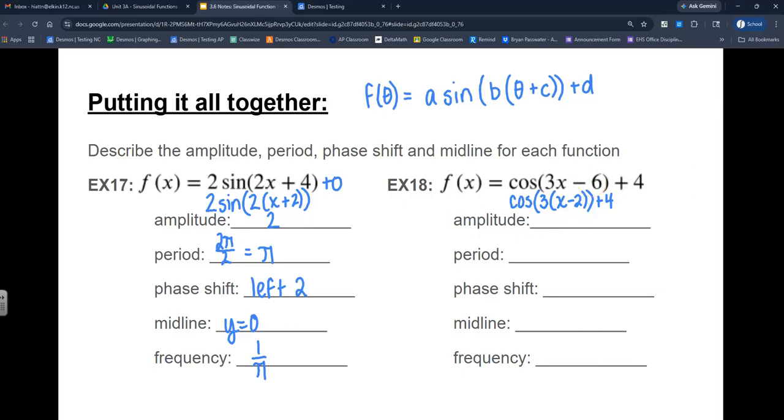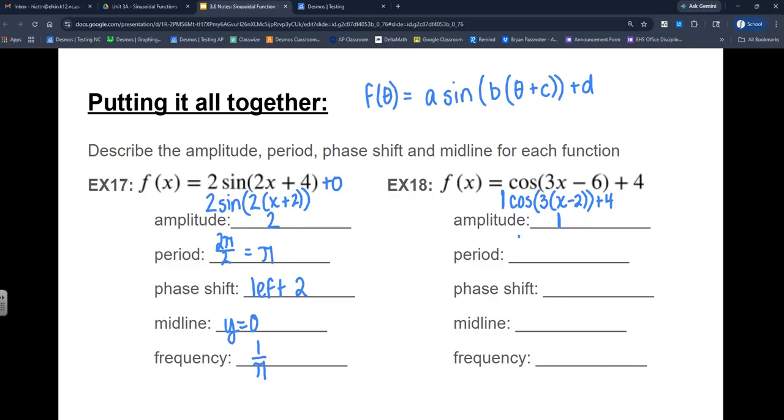Now this one looks like it does not have an amplitude. You must have an amplitude every time. You cannot say none. So we've got to think about what number would be out front right here in front of cosine, and that number is going to be a 1. So the amplitude there would be 1 for this problem.